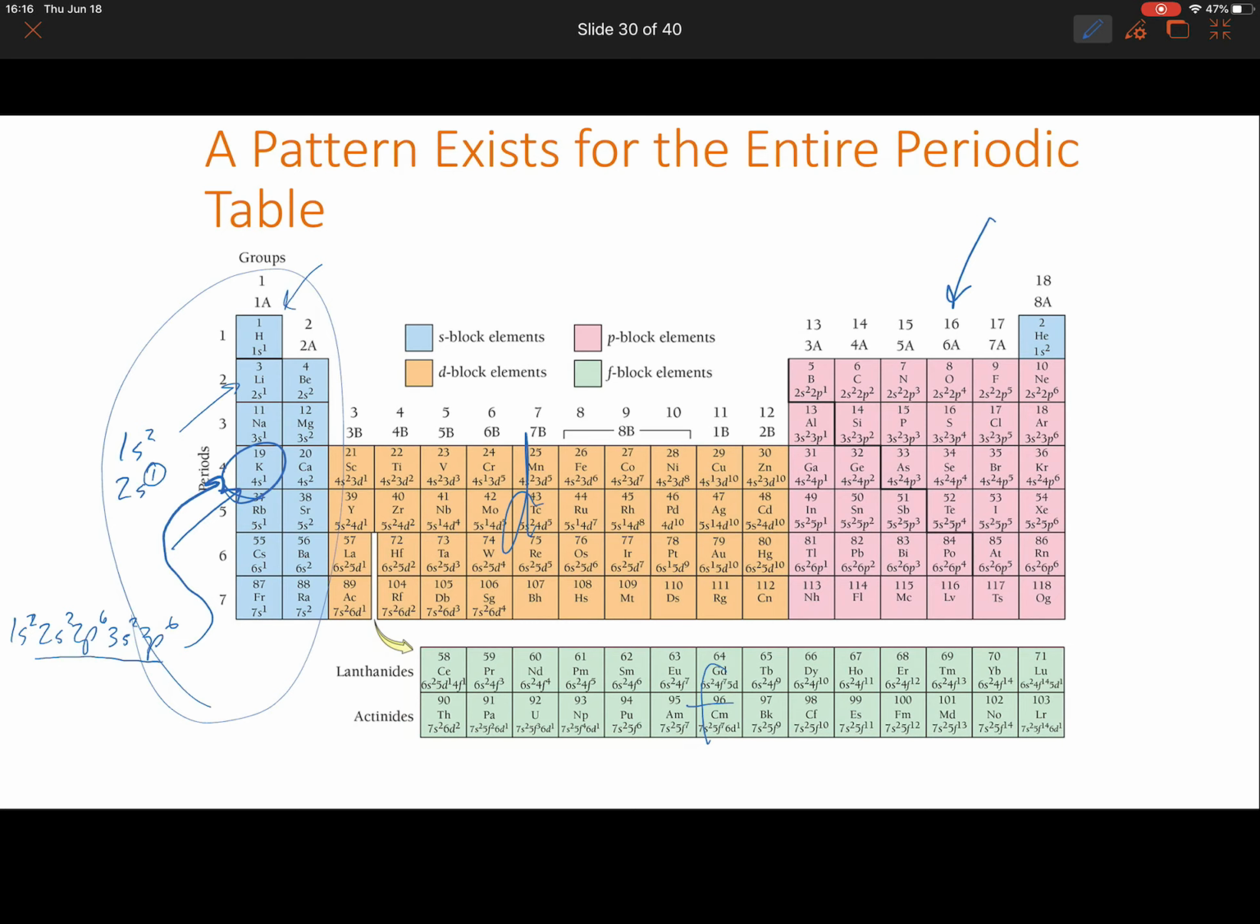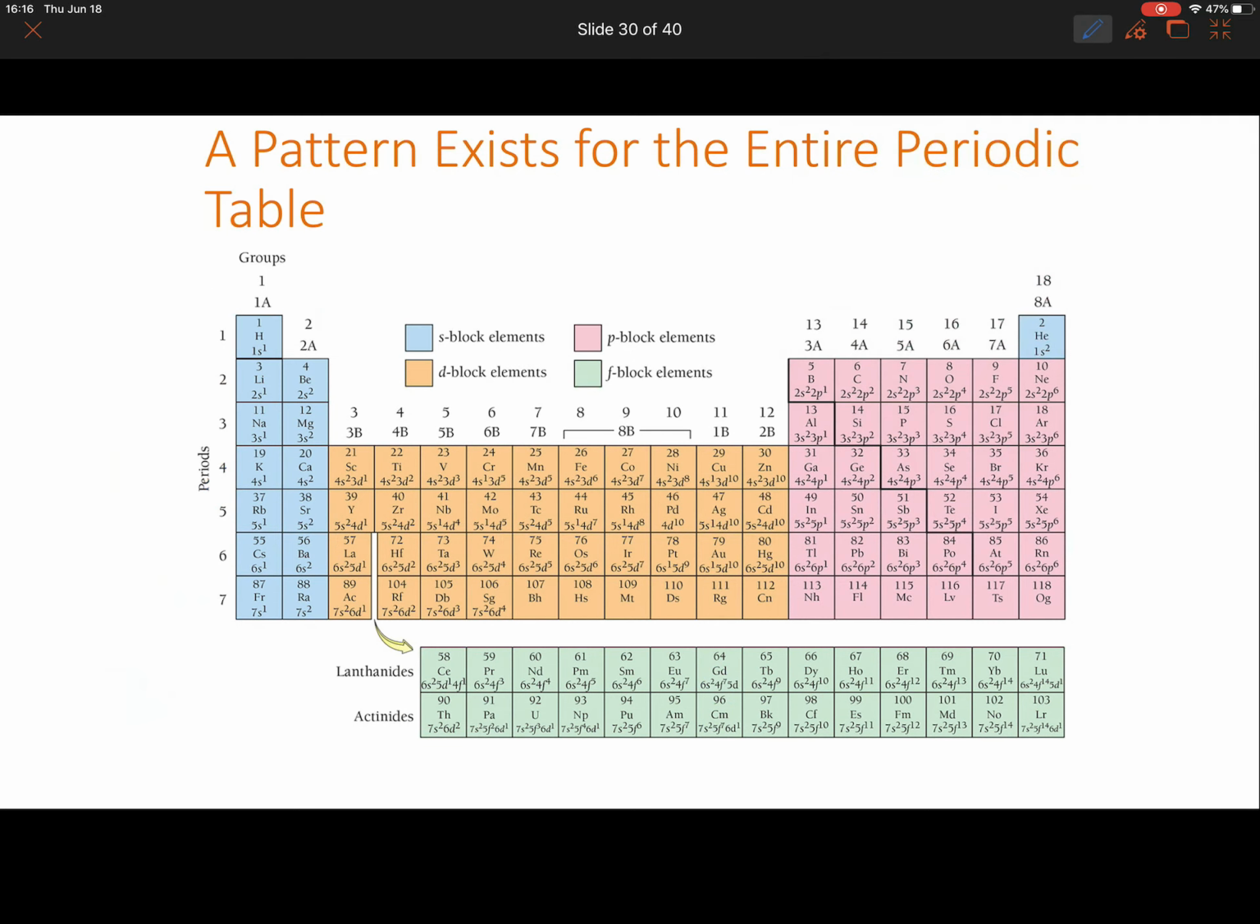Let's see. There are some trends. We're going to talk about the trends. I'm trying to remember if there's one more thing I wanted to say here. When you're writing electron configurations, you can simply follow across the rows to get to the element that you want, and then just read off the full numbers.